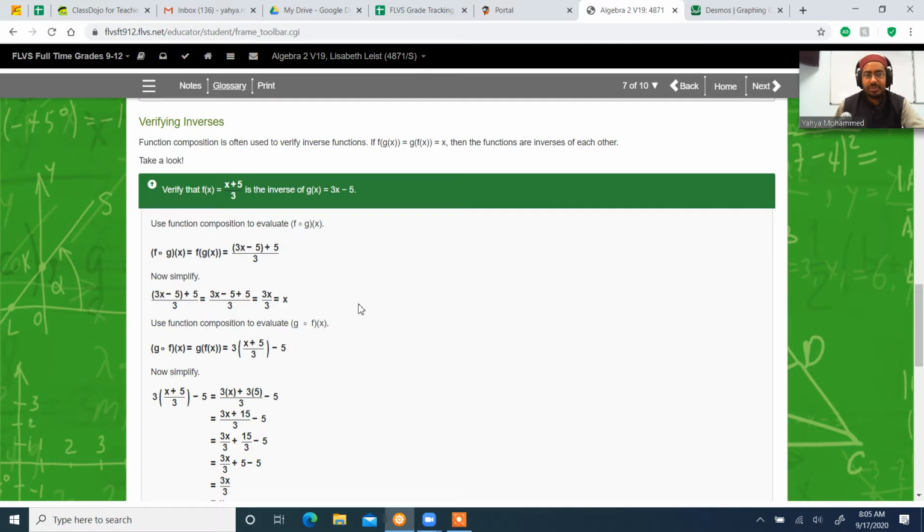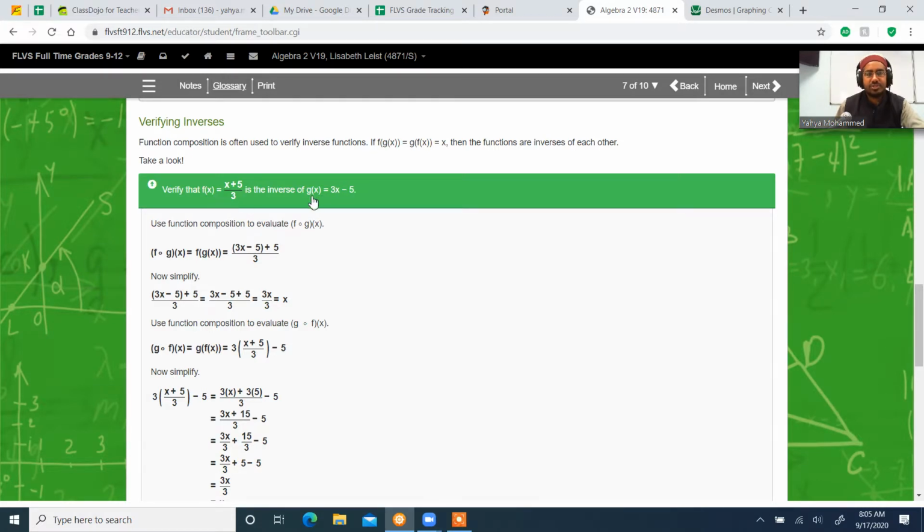This is the last part of this section that we did not do. It is called verifying inverses. Remember we were talking about inverse functions. Let's take a look at this one over here. It says f of x equals (x plus 5) over 3 and g of x equals 3x minus 5.